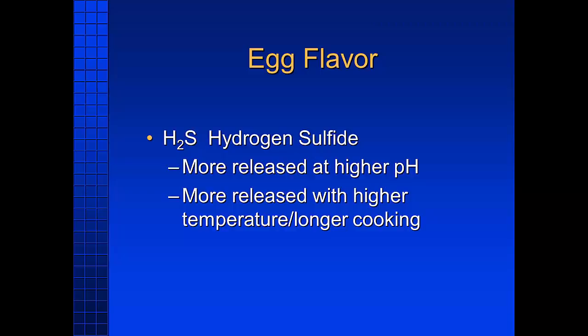And of course, you're going to get more of this hydrogen sulfide released at higher pHs. The hydrogen sulfide is also the stuff that's breaking off the proteins and moving towards the yolk, which is going to cause the buildup of iron sulfide. But more of this is going to be released at higher pHs. So at higher pHs, your eggs are going to have more of this egg flavor. And also more is released with higher temperature or longer cooking.